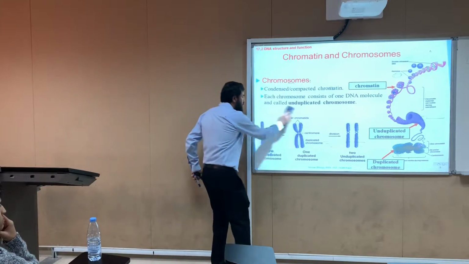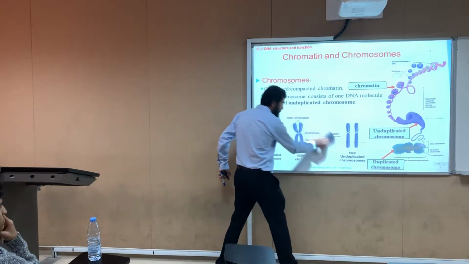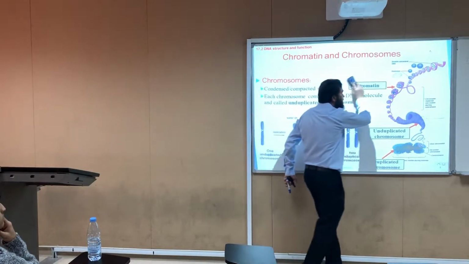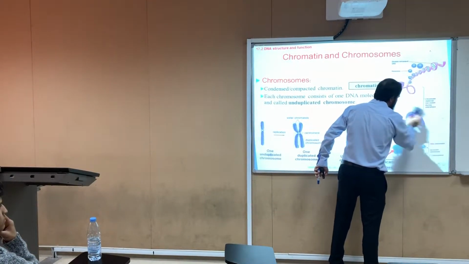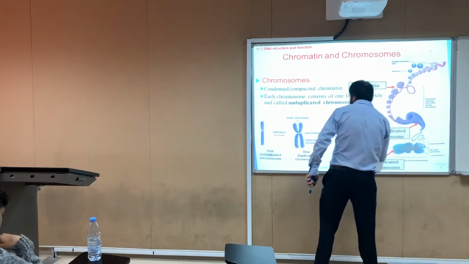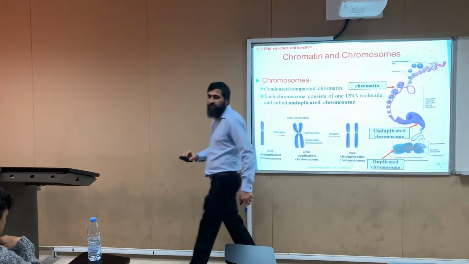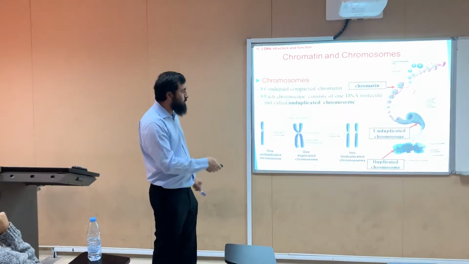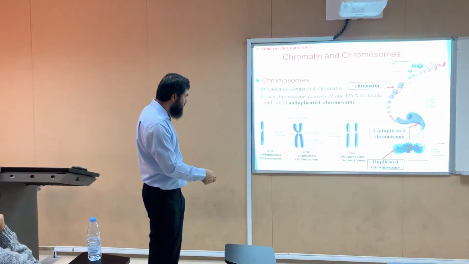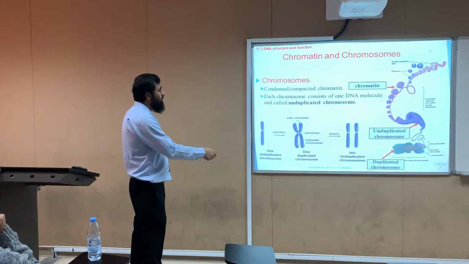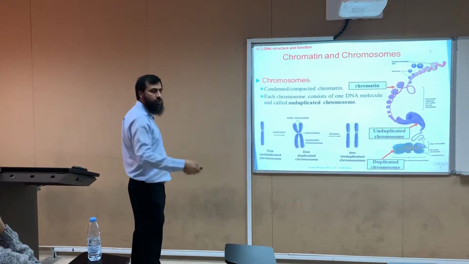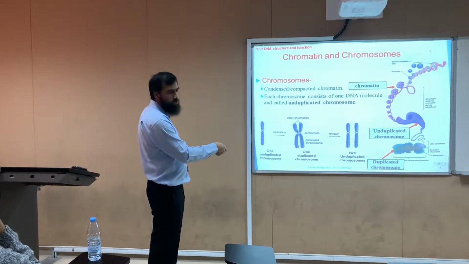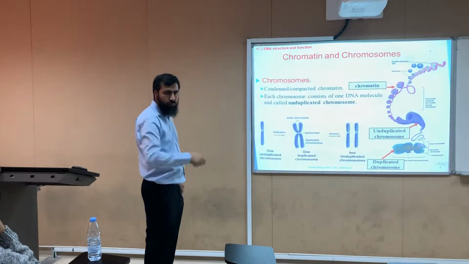All right, so chromatin forms the chromosomes. Chromosomes are compacted forms of chromatin, and they only appear during cell division. When the cell is about to divide, it forms these structures, these chromosomes. Now, each chromosome consists of one unduplicated chromosome.